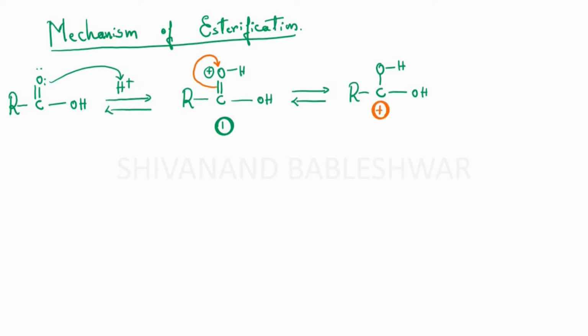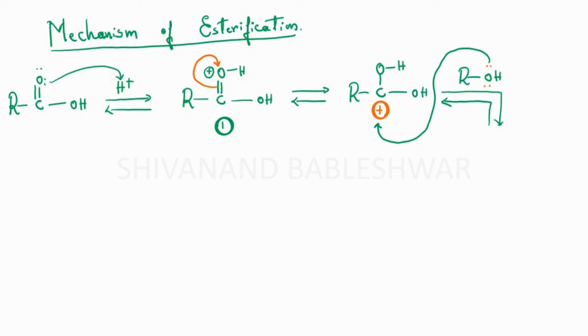Fine. Now the attack of the alcohol molecule takes place. Under equilibrium conditions, I'll write it in this manner. That alcohol, ROH: one should remember that alcohols are versatile compounds, acting as a nucleophile as well as an electrophile. Now here we have a positive charge on the carbon atom, so the lone pair of electrons comes and attacks this positively charged carbon atom.